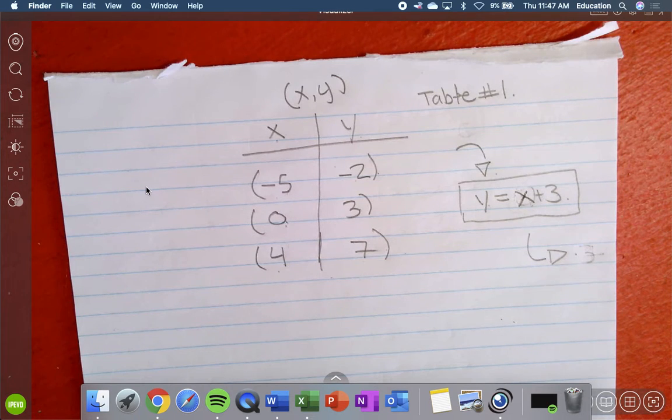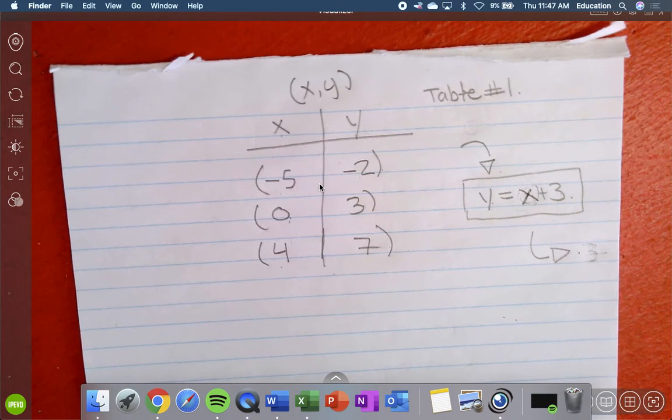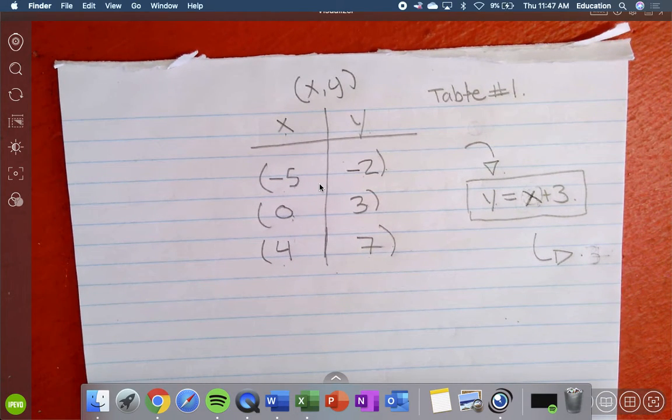But John, I want you to draw this on your graph. I gave you the graph paper. So the first coordinate is minus 5, minus 2. That was really easy. The second coordinate is 0, 3. The third coordinate is 4, 7.